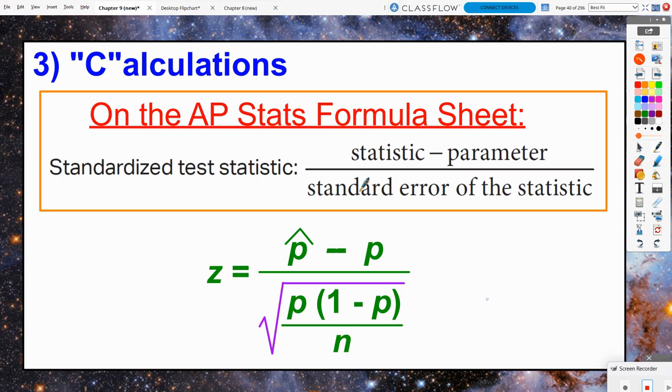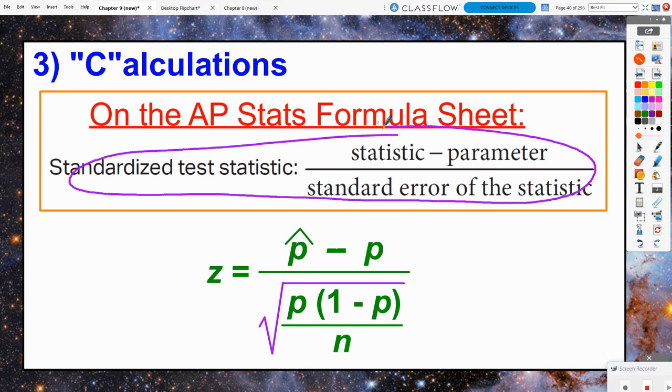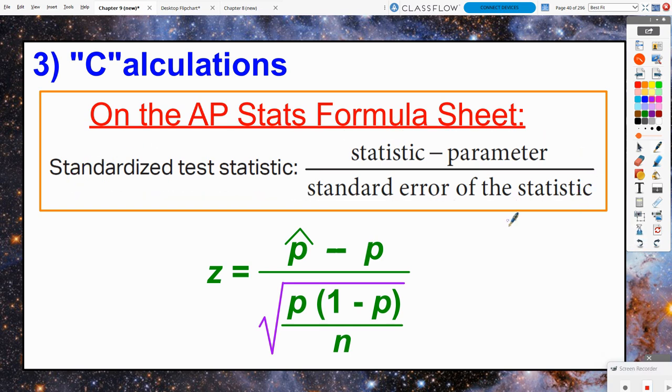So now let's talk about the calculations. On the AP Stats formula sheet, you are given this really not too terribly helpful formula for how you're going to calculate the standardized test statistic. And really, the standardized test statistic in this formula is the same thing as our z-score formula that we once upon a time used back in Chapter 2.